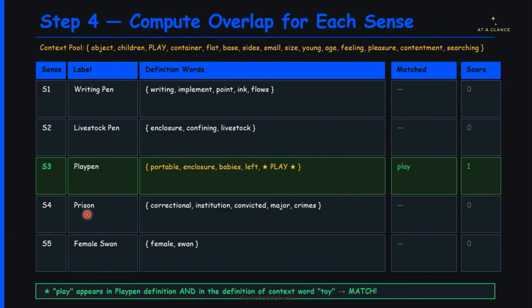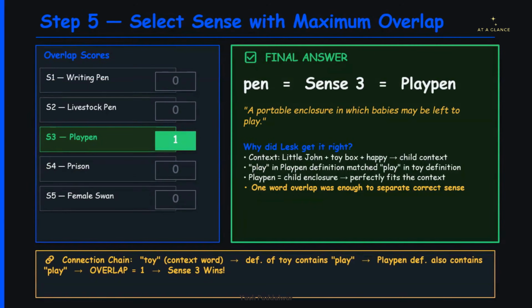Similarly, do it for sense 4. For sense 4 keywords, none of the words overlap with the context pool. The same goes for sense 5. Out of all 5 senses, only one sense has an overlapping word, which is play. Play appears in the playpen definition and in the definition of the context word toy. So there is a match here. As soon as you get the highest score out of all the sense overlaps, whichever sense has the highest score will win.